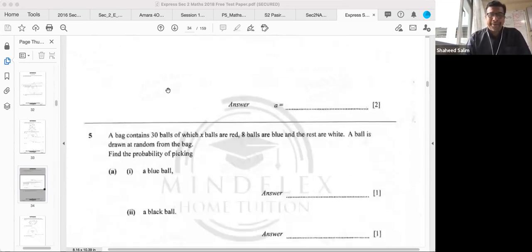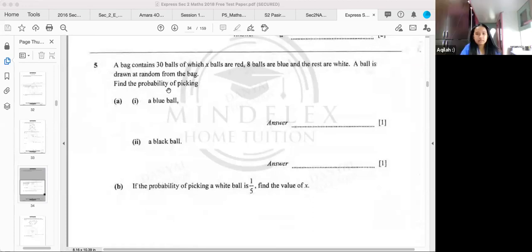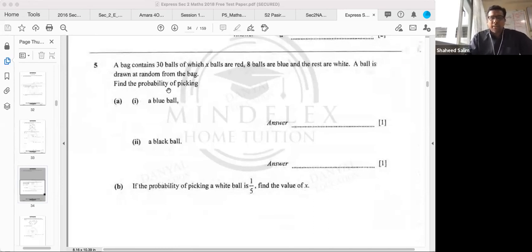Is it okay? All right. Are you tested on probability? Yes, right. Okay. A bag contains 30 balls. X balls are red. 8 balls are blue. The rest are white. A ball is drawn at random from the bag. What's the probability of picking a blue ball?